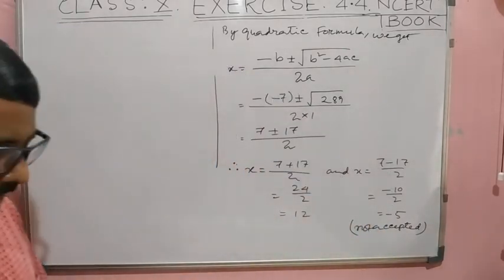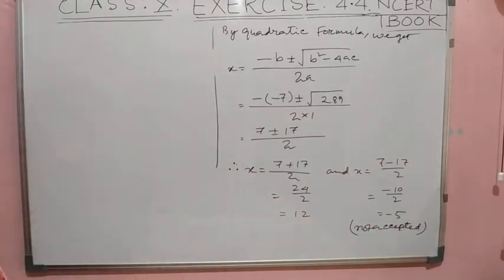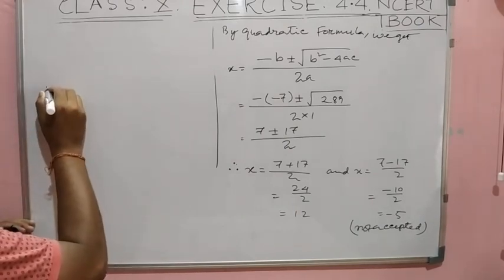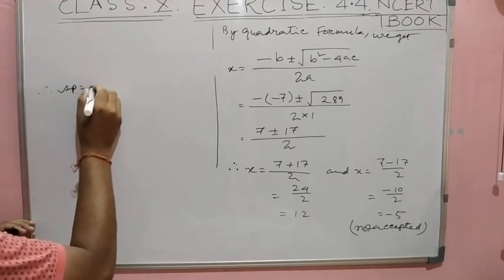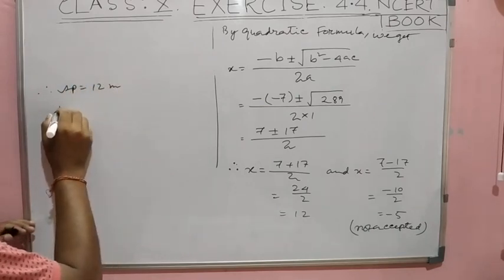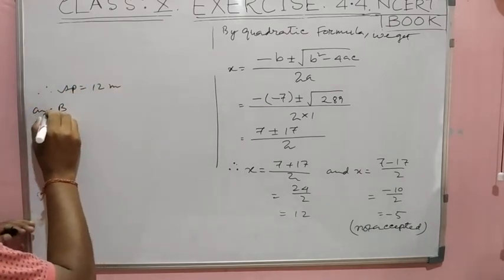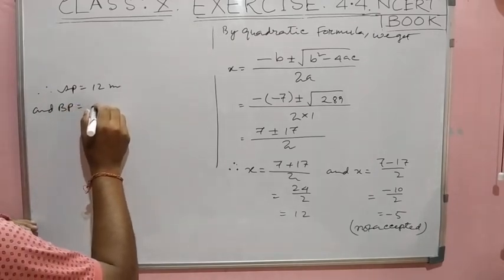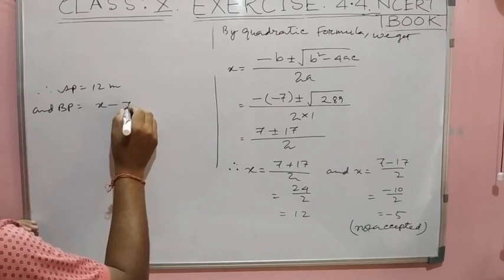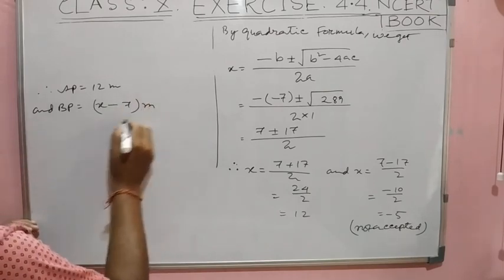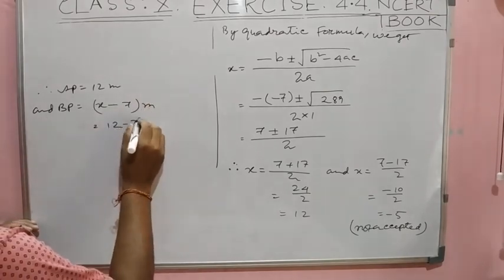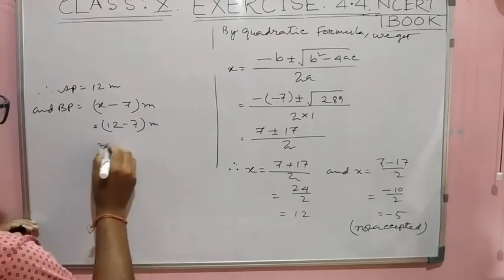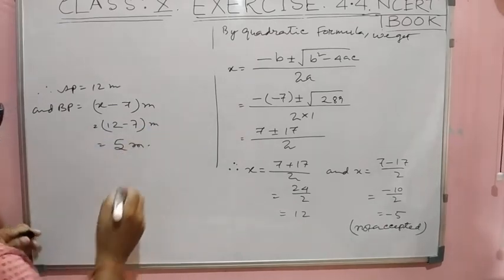So x means we have taken as AP. AP equal to x. Therefore AP equal to 12 meter and BP equal to x minus 7 meter, that is 12 minus 7 equal to 5 meter.